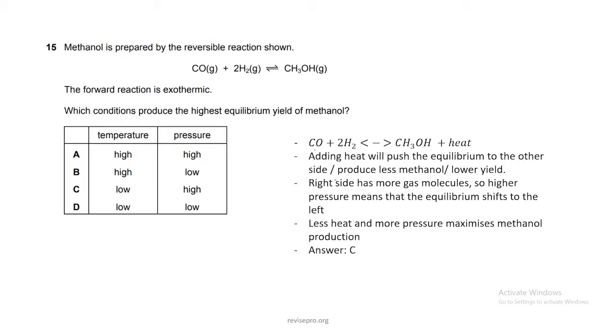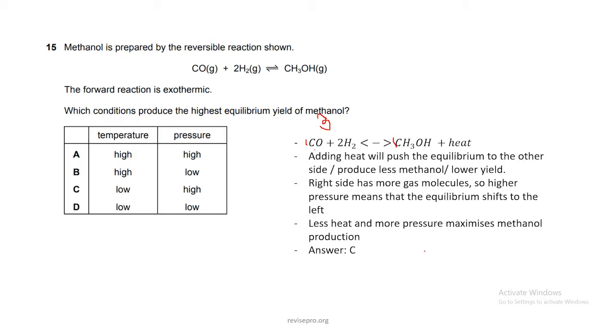Second point, the right side has a greater number of gas molecules, as 1 CO molecule, which is gas, and 2 hydrogen molecules. So the total is 3 molecules of gas, as opposed to 1 molecule of gas on the other side. So you know that increasing the pressure would shift the equilibrium to the side where there is a smaller number of gas molecules, which means that increasing pressure would increase the yield or the production of methanol.